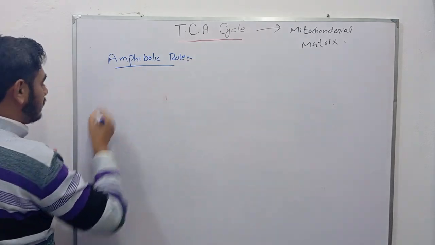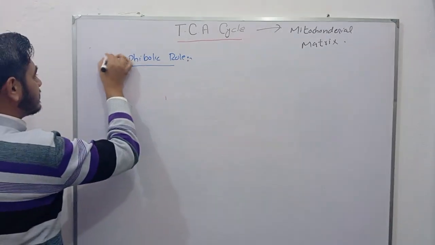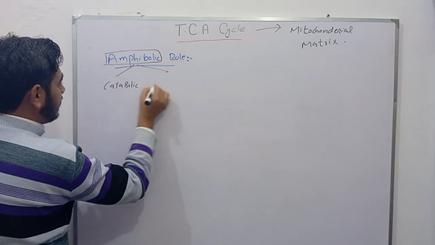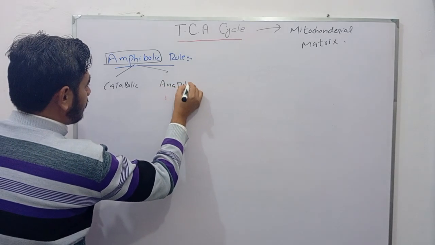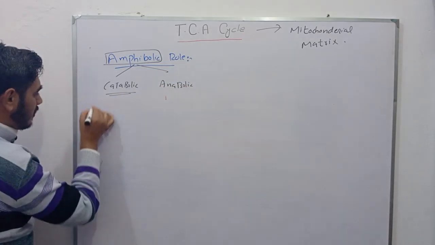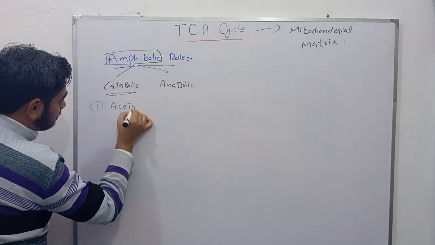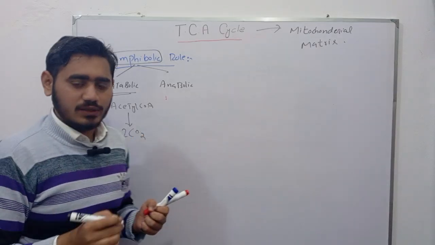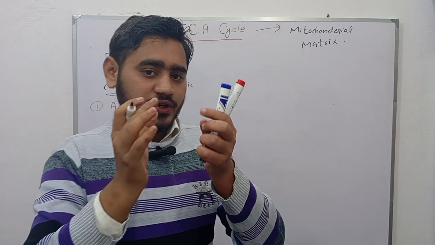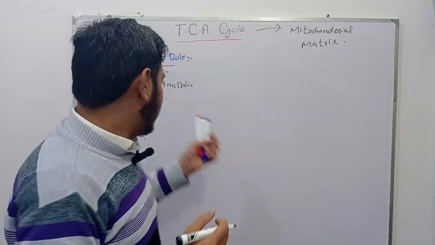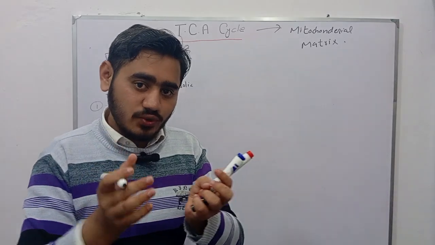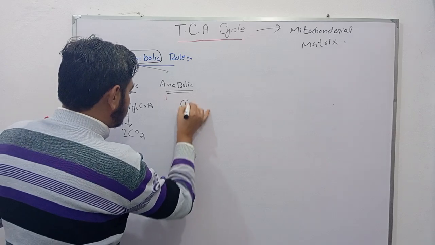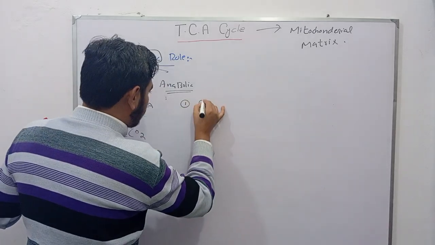The amphibolic means the catabolic as well as anabolic role. So let's see catabolic role. The acetyl CoA forms two molecules of carbon dioxide. This is a catabolic role. Catabolism means the breakdown of larger molecule into simplest form, and anabolism means the synthesis of large molecule from the smallest molecule. Now coming toward the anabolic role, the first one is the oxaloacetic acid.